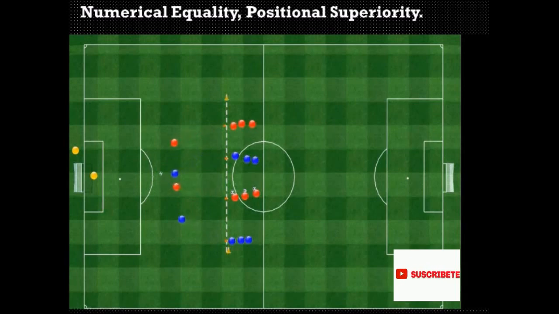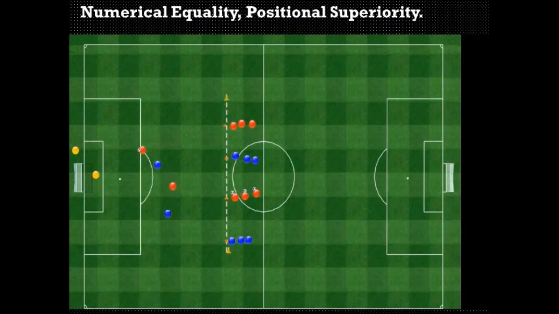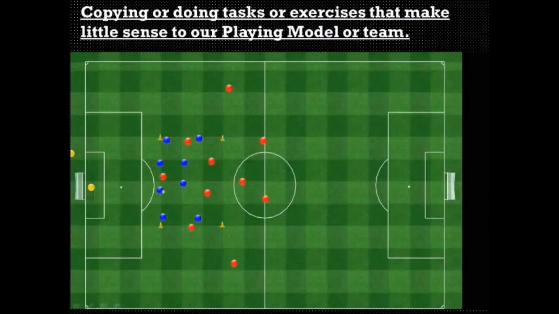You're going to have numerical equality, positional superiority, okay, and a very simple exercise again on the subdynamic of speed of the muscle contraction. And you can play around with this task, creating situations where one of the players can be even more advanced or closer to the goal, making it easier or more difficult for the defender or the attacker. But the main idea is that we're always going to be working on tactical concepts or principles.